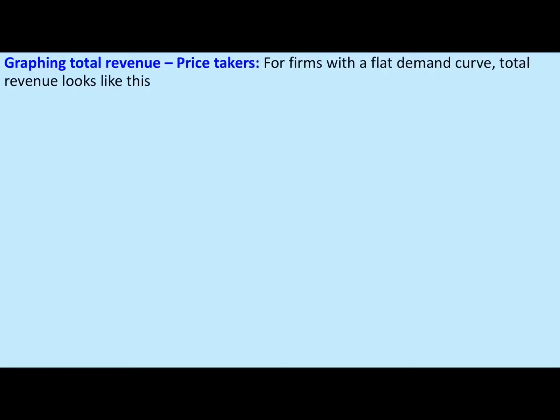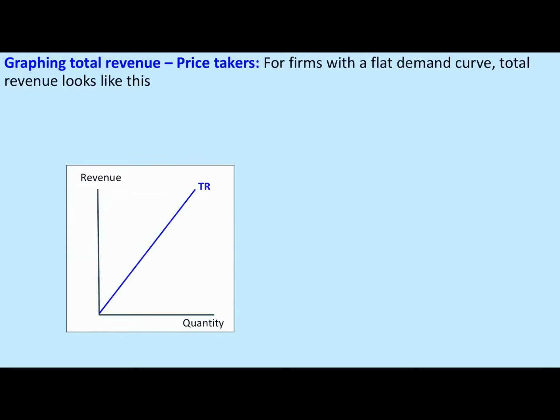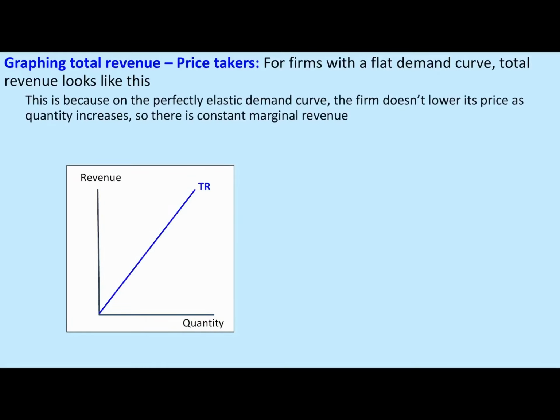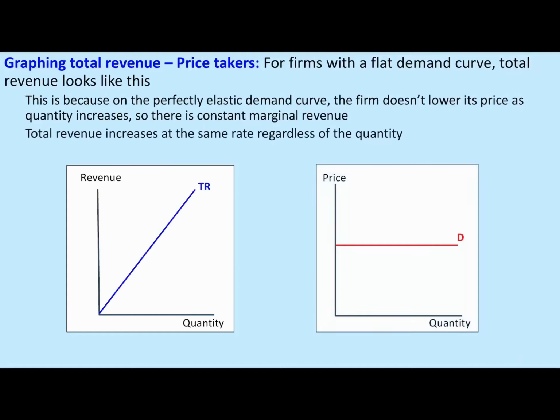For price takers then, firms with a flat demand curve, total revenue looks a little bit different. It looks like this. It is upward sloping, a straight line with a constant gradient. This is because on the perfectly elastic demand curve that individual firms that are price takers face, the firm doesn't lower its price as quantity increases, so there is constant marginal revenue. Total revenue increases at the same rate regardless of the quantity sold.